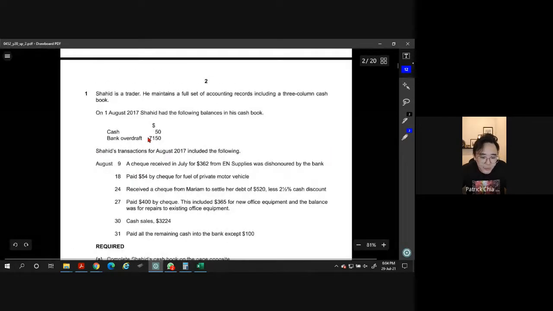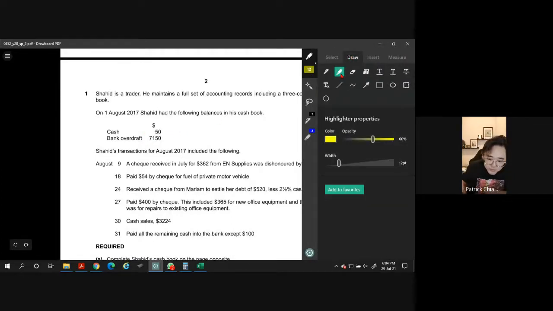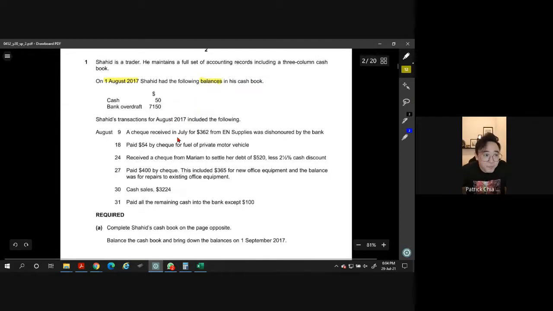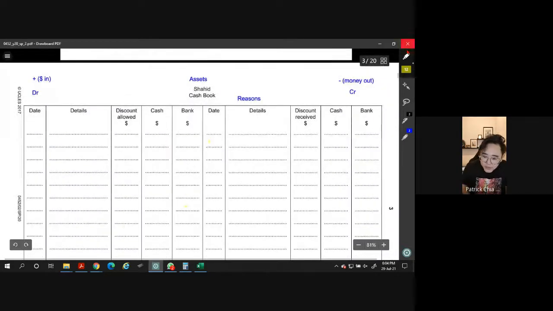First things first. We have the starting balances. When you see the word balances in the question, is it balance CD or balance BD? Always balance BD. And look at the date: the date is the first of the month. So this is balance BD. So cash, 50. And then we have bank overdraft. Cash is definitely positive, so you put in 50.